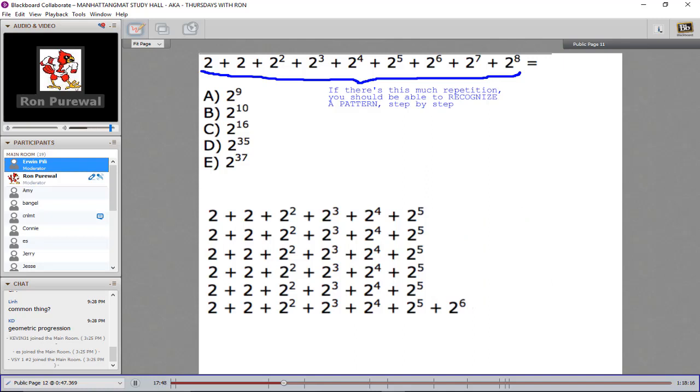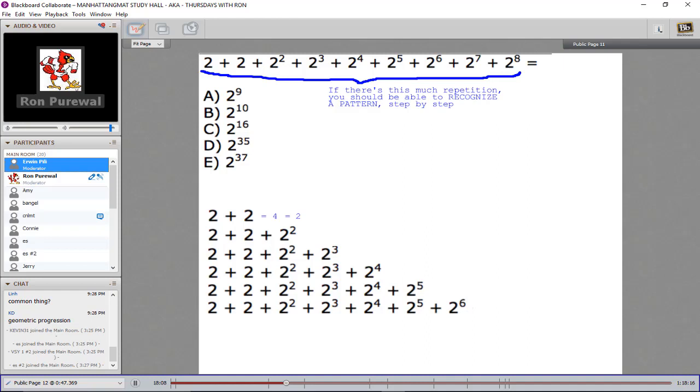Let's take a look at these step by step, and let's see what happens. Okay, what's 2 plus 2? You know what that is, 4. Which, by the way, is the same as 2 squared. What's 2 plus 2 plus 2 squared?